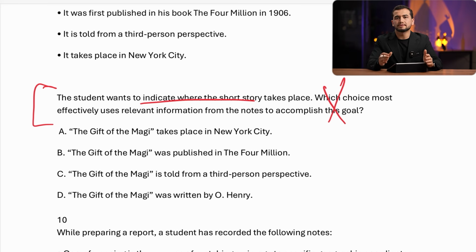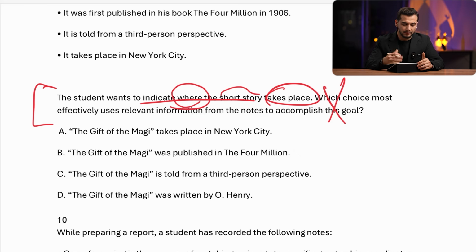So when can you read the notes? Only when you have two less contradictory options. In that case, you can go and read notes. Why? Because in some cases there is misinformation in the options, okay? So to avoid that, you can go and read, but in some other cases, you don't really have to. For example, here you just have to pay attention to where short story takes place, right? So where it's happening. Okay, so the gift of Maggie takes place in New York City. Okay, that's the obvious answer.